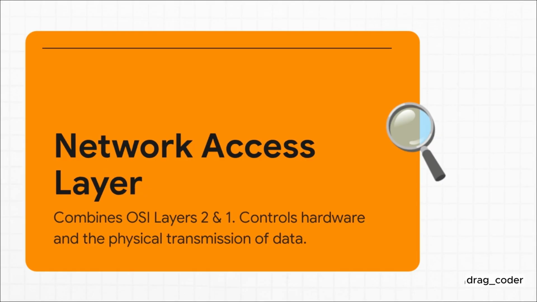And finally, the TCP/IP model combines the bottom two OSI layers, that's data link and physical, into one single layer called the network access layer. This layer handles all the hardware stuff. The network cards, the cables, the Wi-Fi signals, basically everything needed to physically get those bits from one place to another.